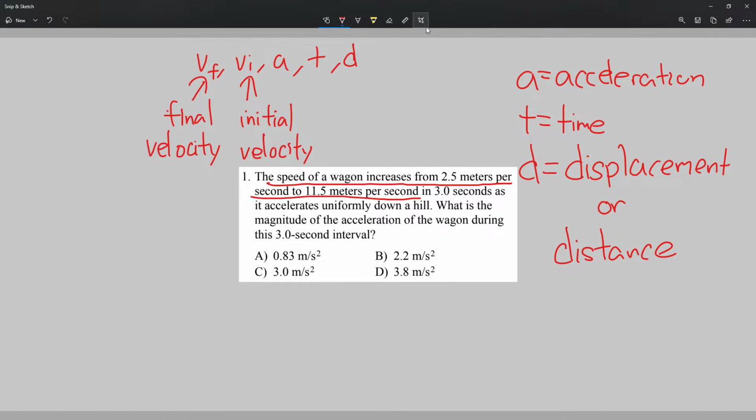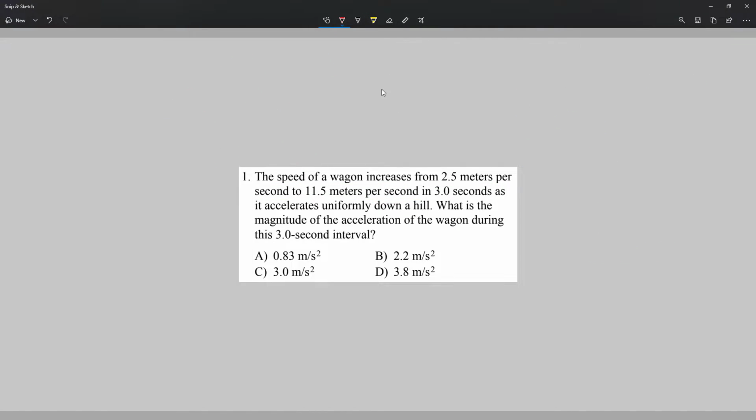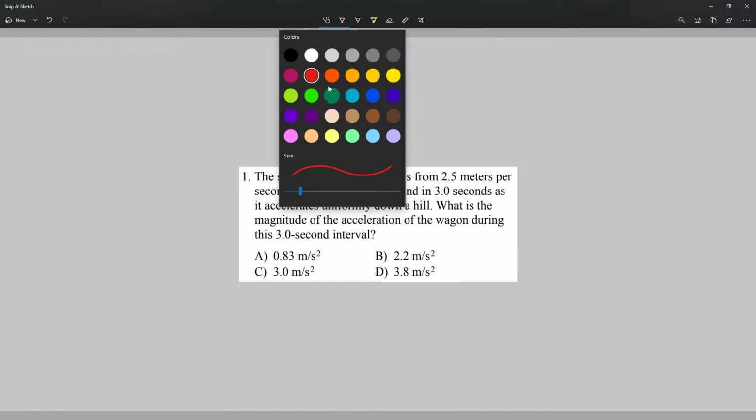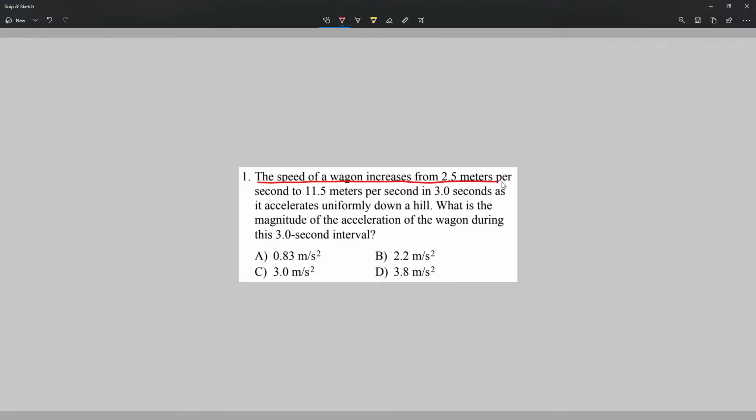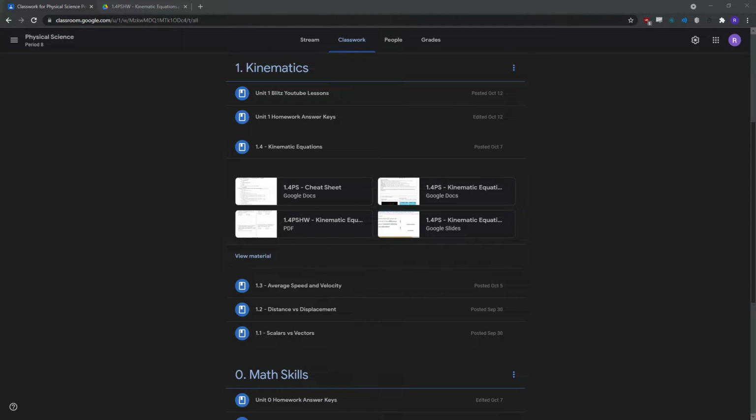So we're going to identify at least 3 pieces of information from the problem. Let me underline this again: speed of wagon increases from 2.5 meters per second to 11.5 meters per second. This is certain phrasing, and there are 2 ways to figure out what the information is. The first thing that's pretty much guaranteed to give you the answer is the unit for the numbers. If you see meters per second, that's how you measure speed.